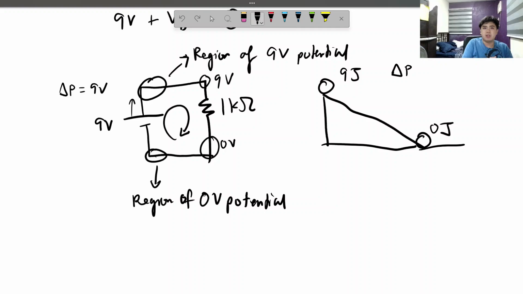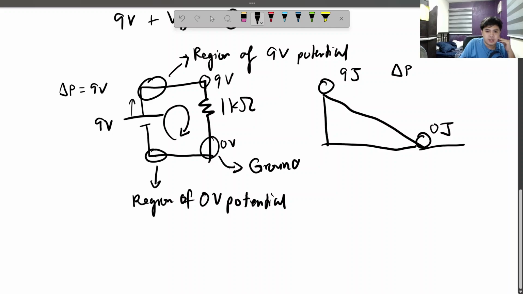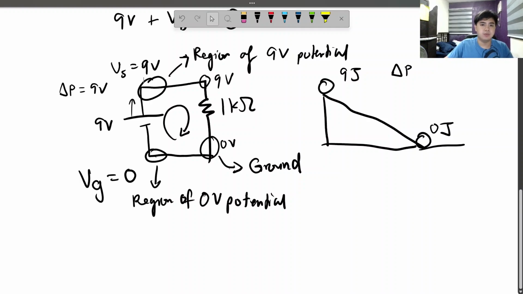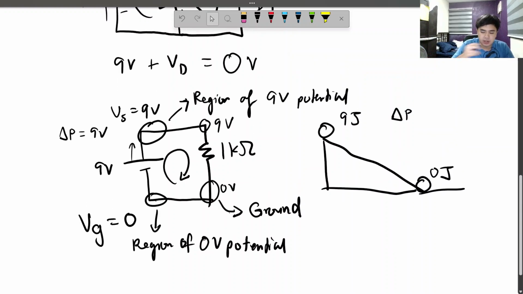The reality of this is more complicated, but that's how we like to think about it. The region of 0-volt potential, we can actually call this ground. So the voltage of ground, or VG, is usually 0, and this is VS, which is usually the full volts, 9 volts. So from here, what do we conclude? Well, that's what Kirchhoff's voltage law tells us.